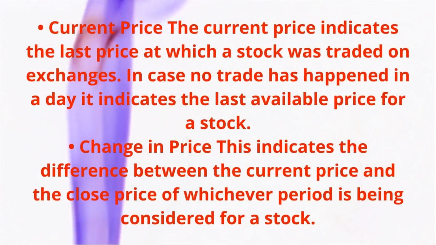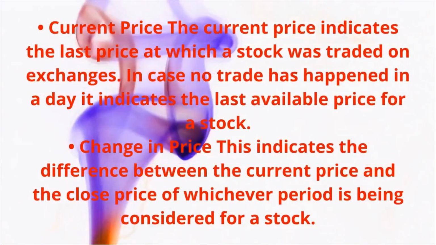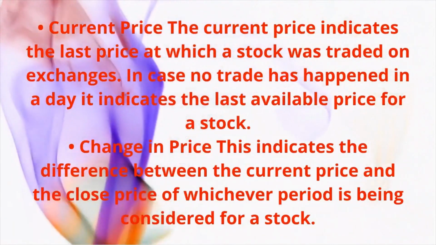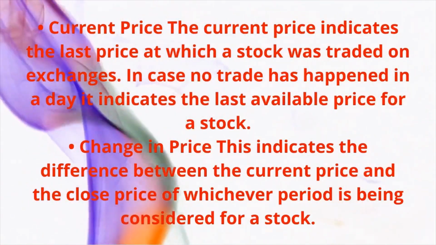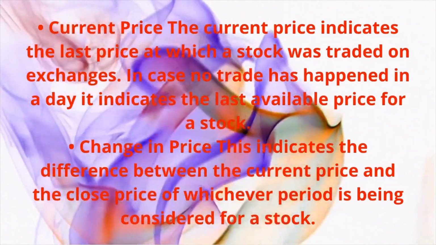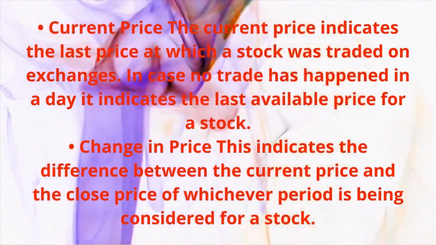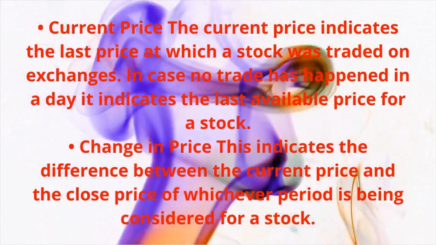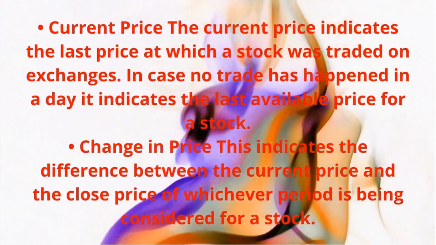Let's begin with current price. The current price indicates the last price at which a stock was traded on the exchange. In case no trade has happened in a day, it indicates the last available price for a stock.